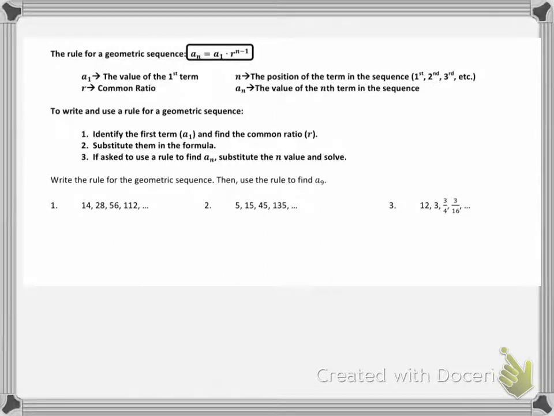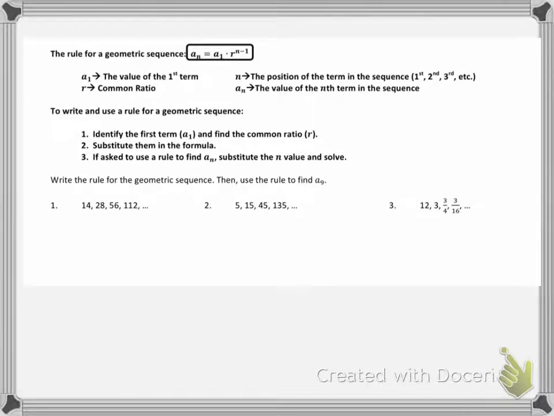So, 3 steps here in order to write and use a rule for a geometric sequence. First thing you're going to do is identify the first term, so that a sub 1, and find the common ratio. Next thing you'll do is substitute them straight into the formula. And again, once you do that, that's your rule.